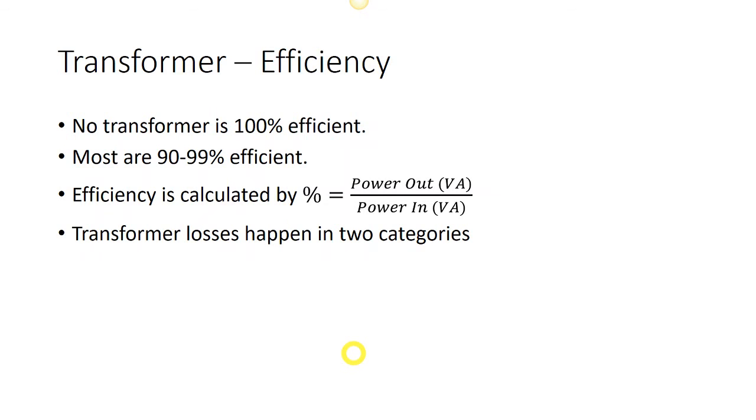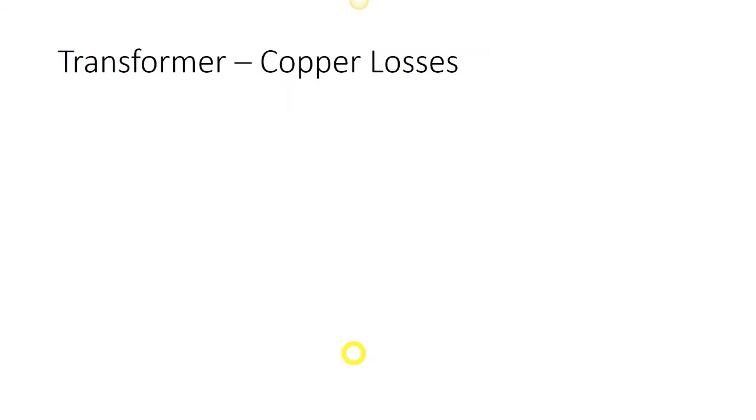Transformer losses happen in 2 categories. There's going to be losses that happen in the copper, and copper is basically just our windings, right? Our primary winding and our secondary winding. If it's an auto transformer or variac, it's just going to be one winding. And then our core losses, and that's the non-copper losses. Those are losses that are either electromagnetic or within the soft permeable core. So let's look at these losses in detail.